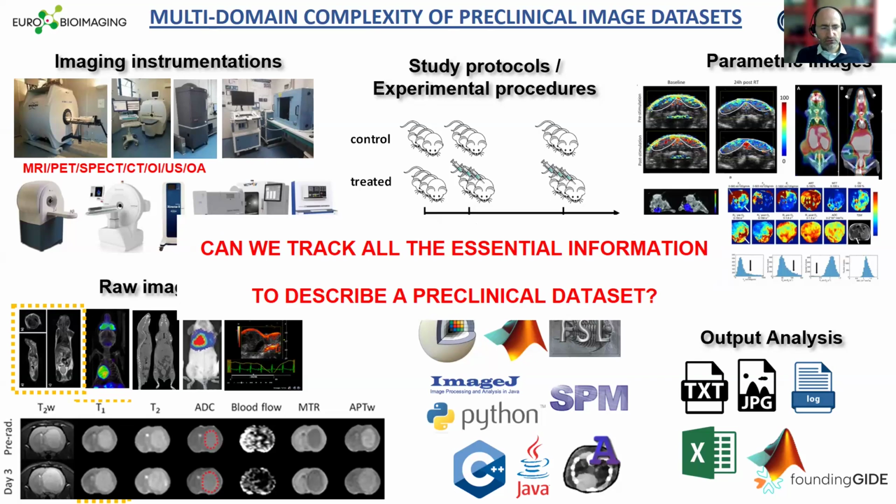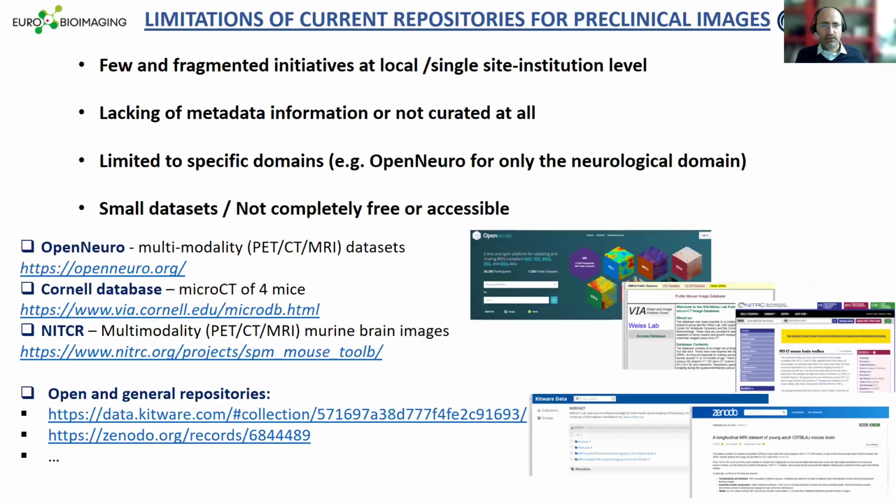In addition to, let's say, generating preclinical images, there is another limitation, which is where I can find preclinical image data sets. The main reason is that, in contrast to the biological image field, there are nowadays very few FAIR initiatives, usually at a local or single site institution level. Even if there are some repositories, some of them can lack metadata information or they are not curated at all. Some of them are limited to a specific domain. And some repositories might have only very small data sets or that are not completely free or accessible.